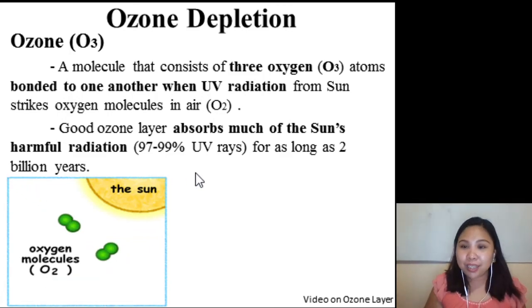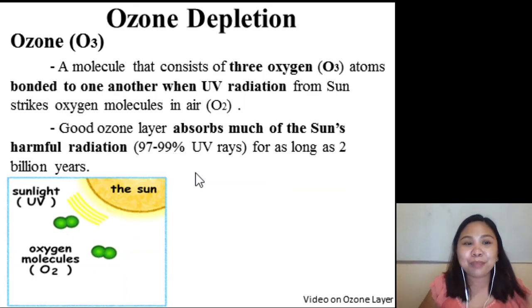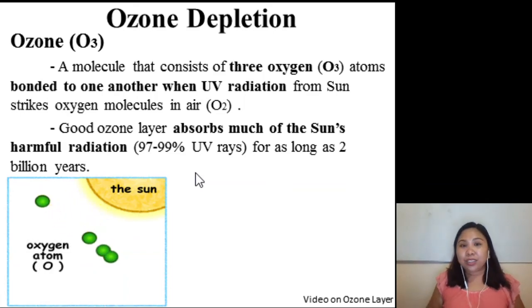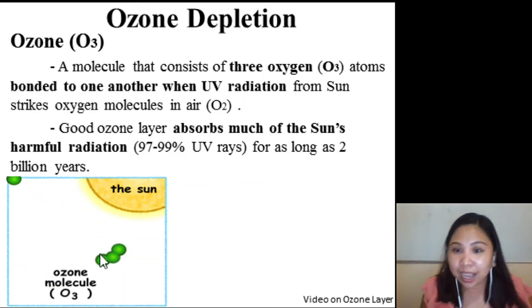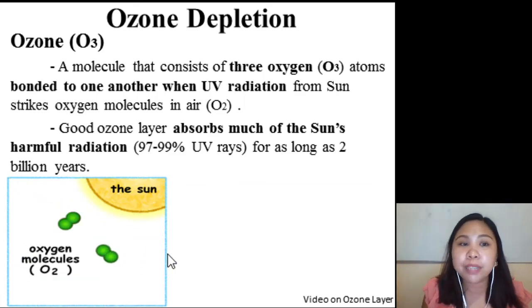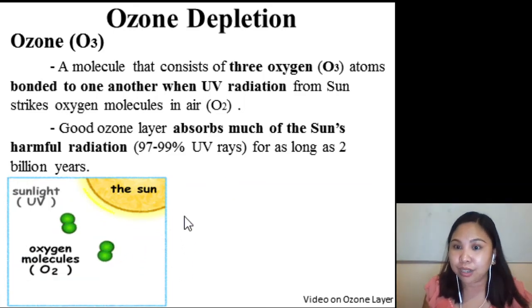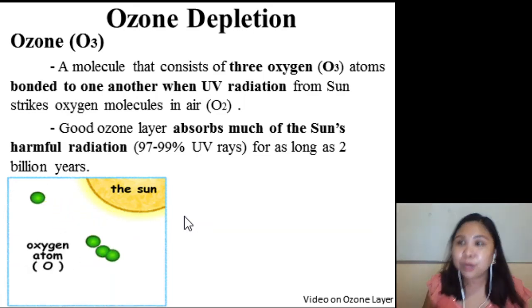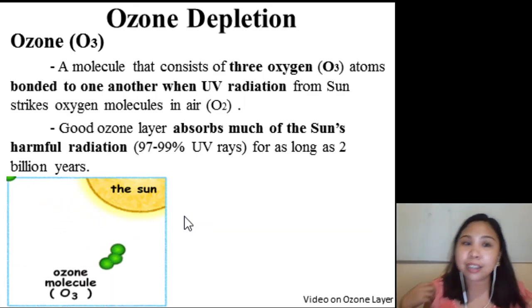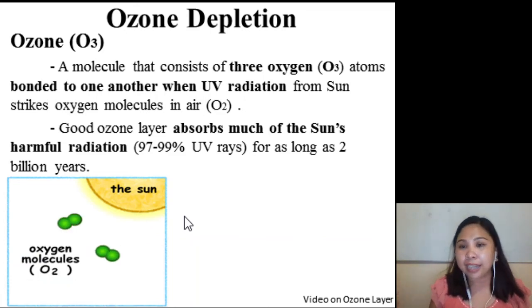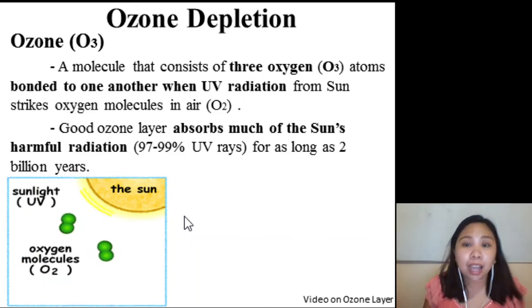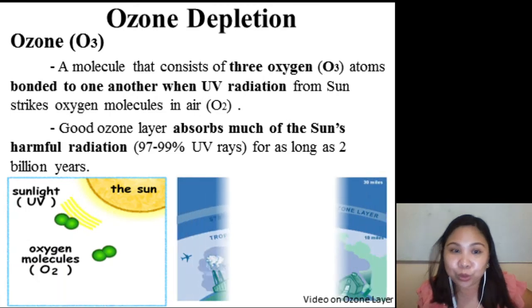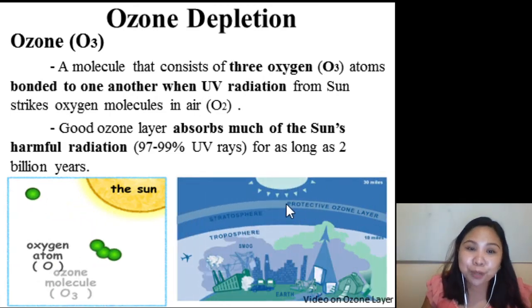So, imagine niyo kung ilang billion years na nagsiserve ang ozone sa ating atmosphere to absorb the sun's harmful radiation. So, imagine niyo if there will be no ozone. So, lahat ng ultraviolet radiation coming from the sun ay ma-absorb natin kapag nawala po ang ozone. Okay? So, ito po yon.